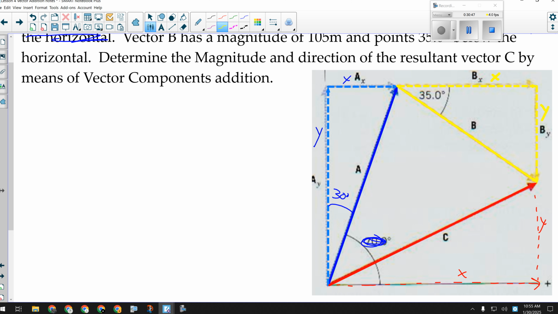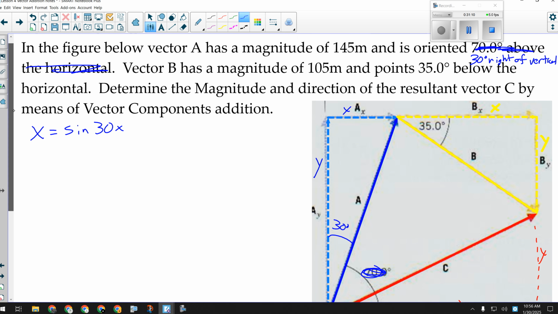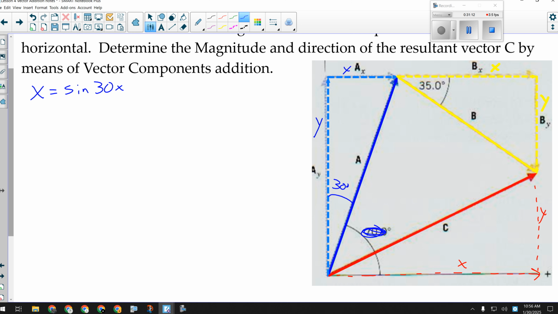All right, so if I want to calculate those things, let's calculate blue x first. What trig function am I going to use to get blue x? Sine. It's opposite the 30-degree angle. So we'll go sine of 30 times this side here, which was, what did I take it off there? 145. Just going to put those numbers on there, 105.